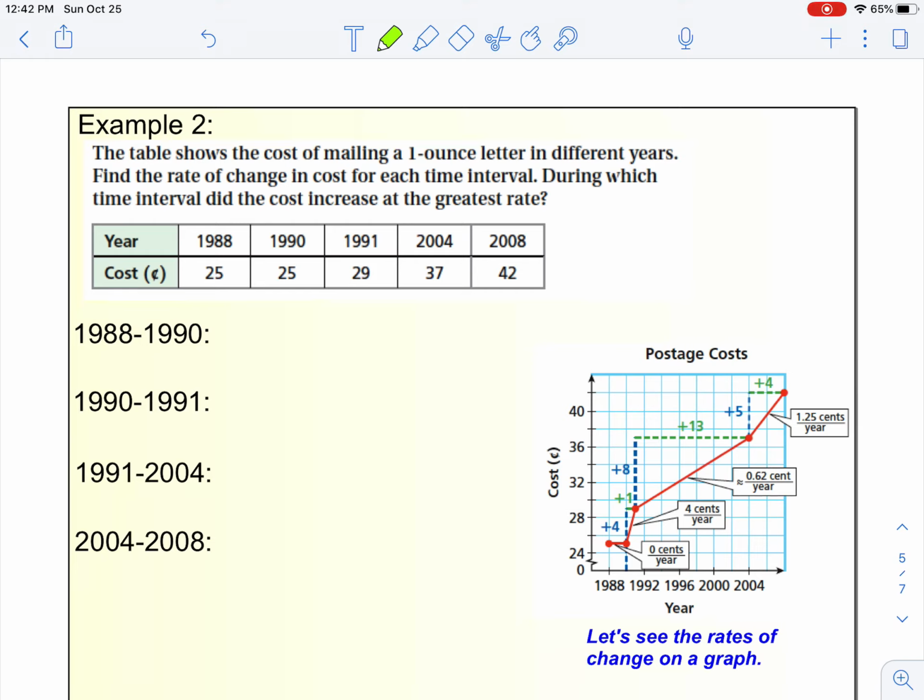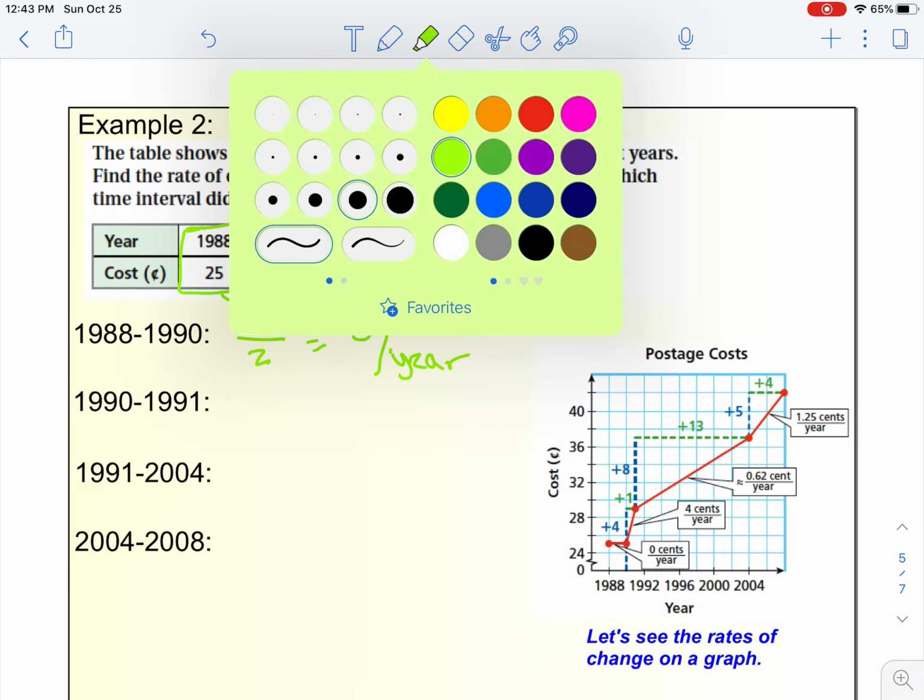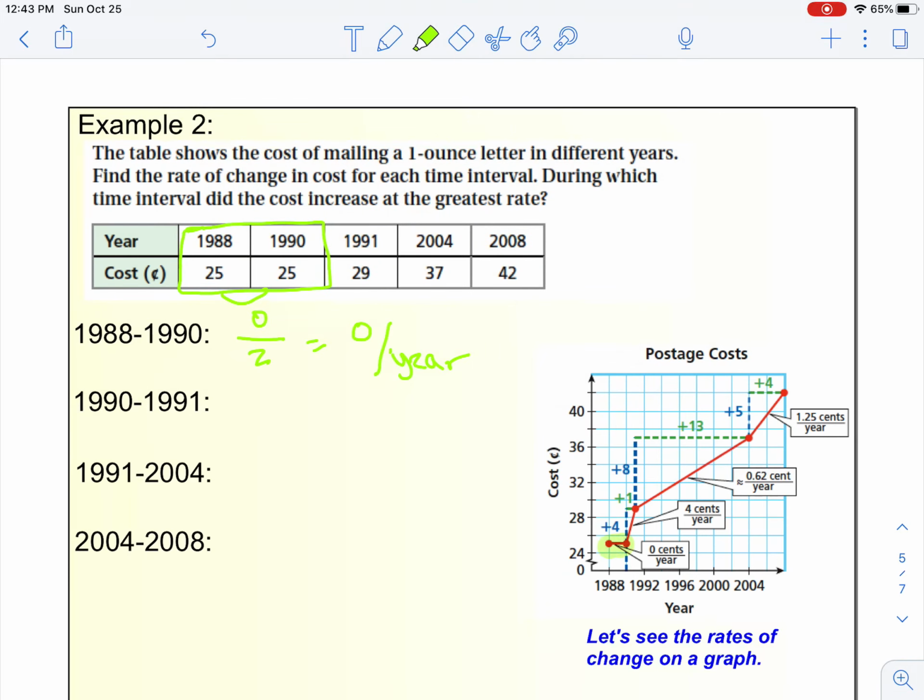All right, so I'm going to work through this first piece with you, from 1988 right here to 1990. And so the increase right here was, again, the cost of a postage stamp increased $0 over a 2-year span. So that is equal to 0 per year. That's the average increase. Okay, and so I'll highlight that right here. You can see that's that segment of the graph.